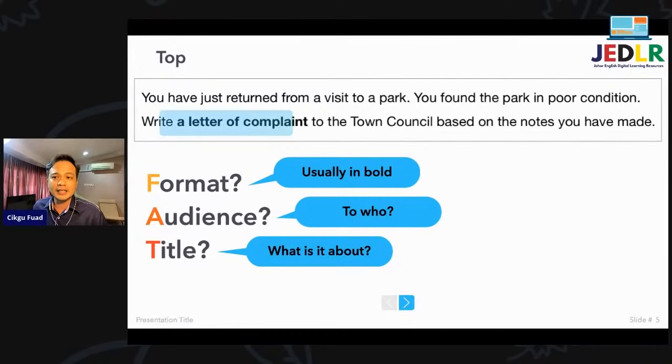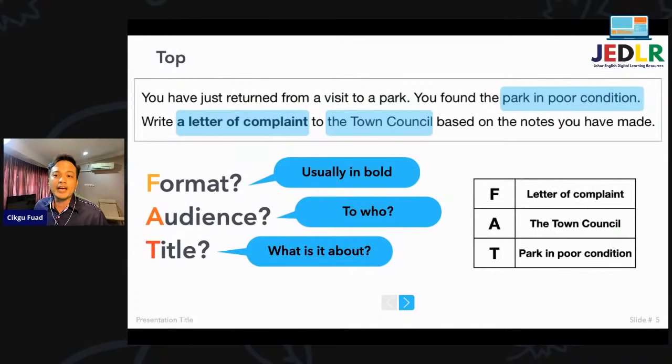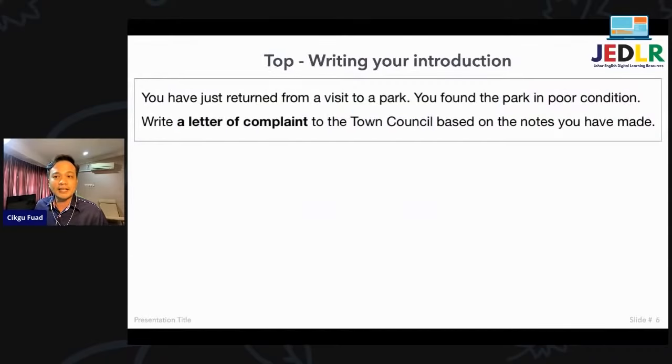Okay, so basically you can see the format again, as I told you: a letter of complaint. To who? To the town council. And the title or theme of what you are going to write about is the park in poor condition. So you have to keep these three things in mind before you start writing. Let us proceed. From those three things, now you can start writing your introduction.